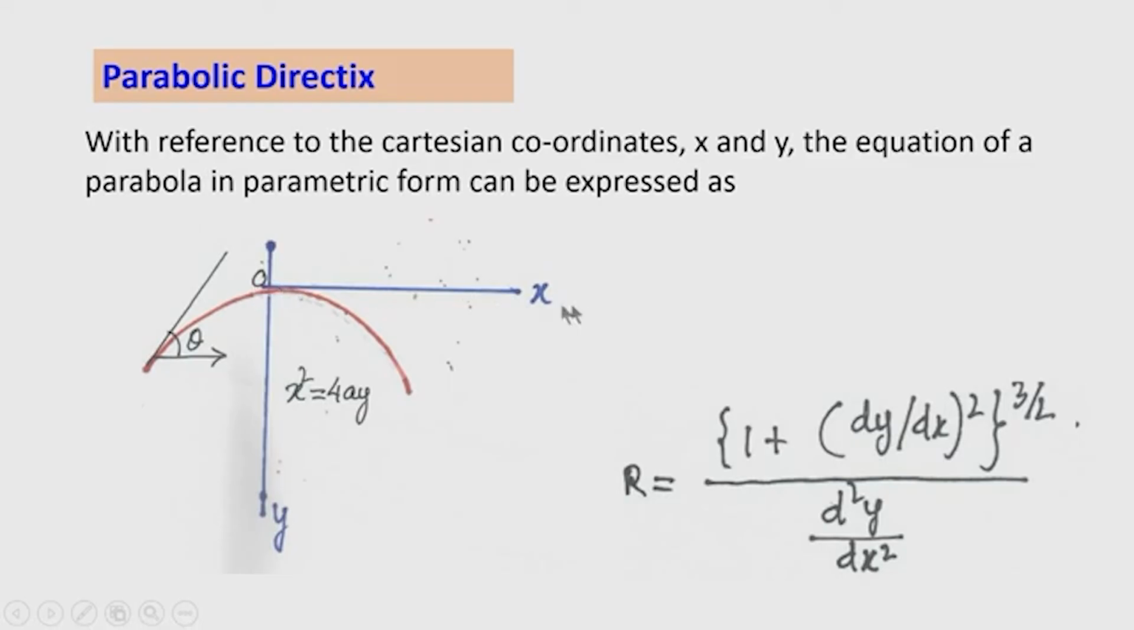See this with reference to x and y axis, the equation of the parabola is written x square equal to 4 a y, and at any point the tangent makes an angle theta with the horizontal, and tan theta is the slope of the curve. So, if the equation of the curve is given by y, then we can find the radius of curvature at any point by the expression that is known from the calculus, r is equal to 1 plus dy by dx whole square to the power 3 by 2 divided by d square y by dx square.